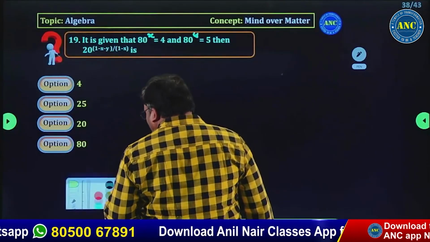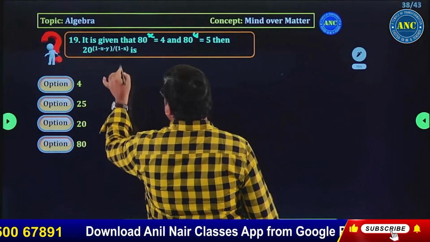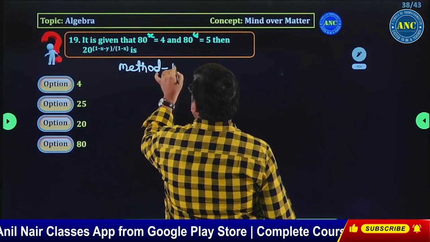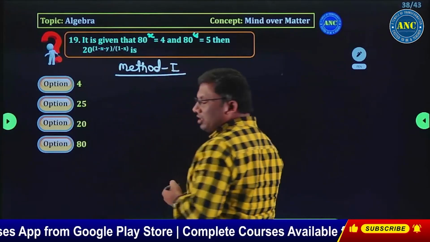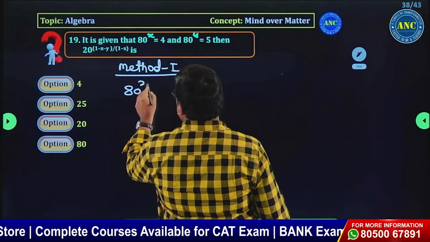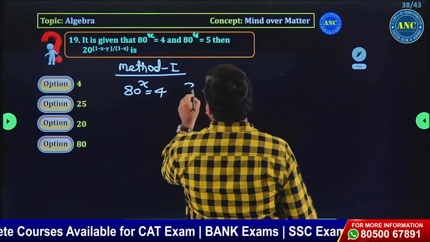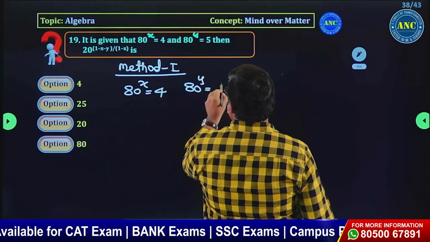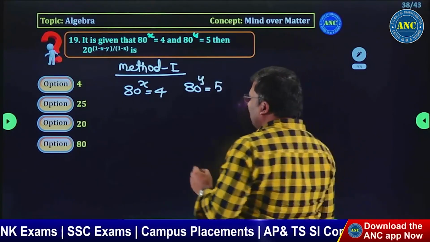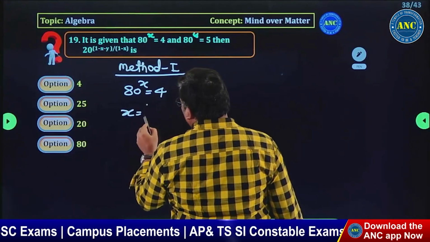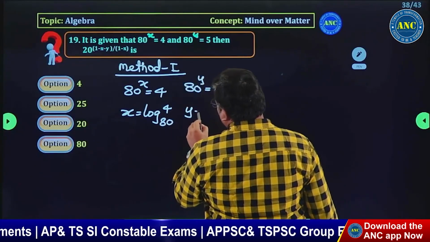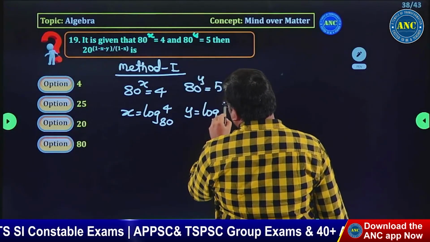This is also a CAT exam, most highly repeated model. Method 1: how will most of the students solve this question? The question is 80 power x is 4, 80 power y is 5. So x will be log 4 base 80, and y will be log 5 base 80.